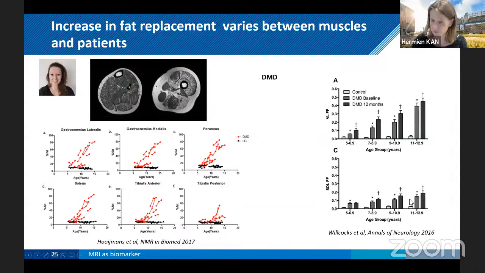And here you can also see that in the different age groups, the amount of fat increases, right? So these are all the controls in light gray that you can hardly see, and DMD baseline and DMD 12 months. So you can see that it increases, but you can also see that in the vastus lateralis, the fat fraction is actually much higher compared to the soleus, which is also something that we see in these images, right? So the upper leg is affected before the lower leg, which is also something that we know clinically.